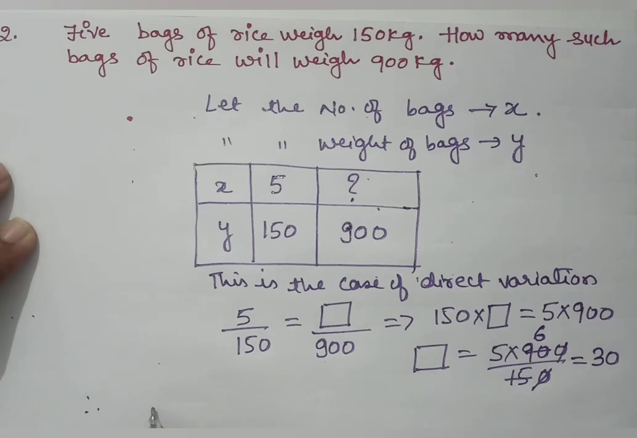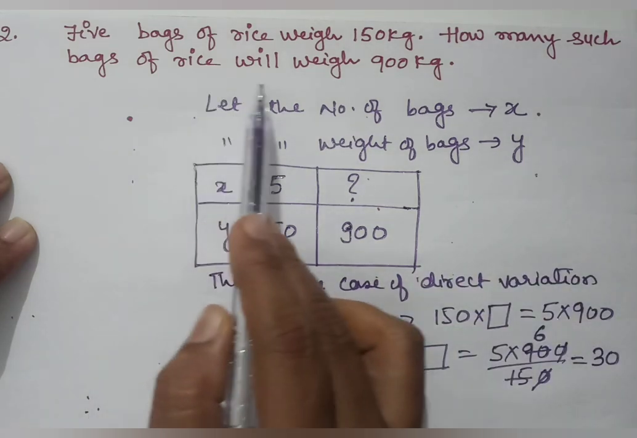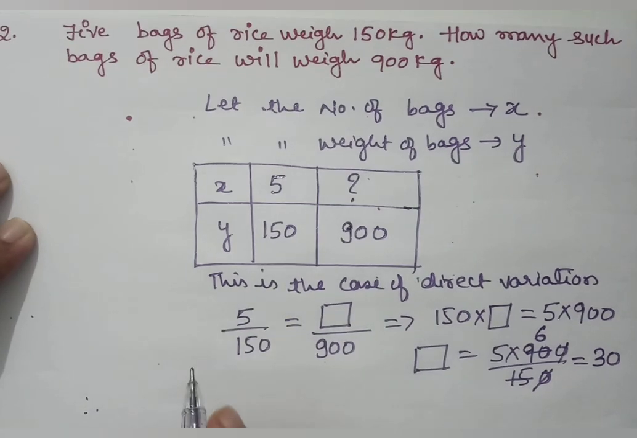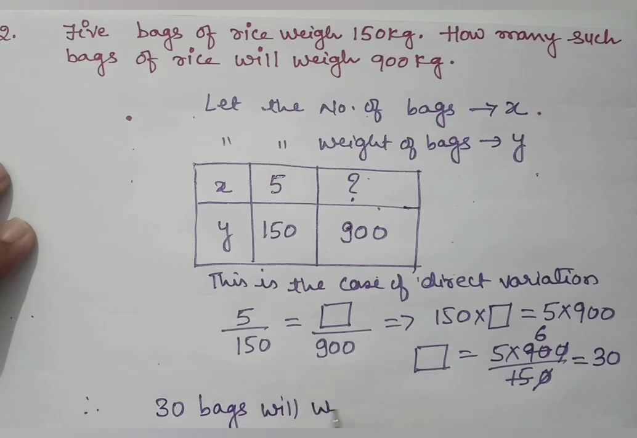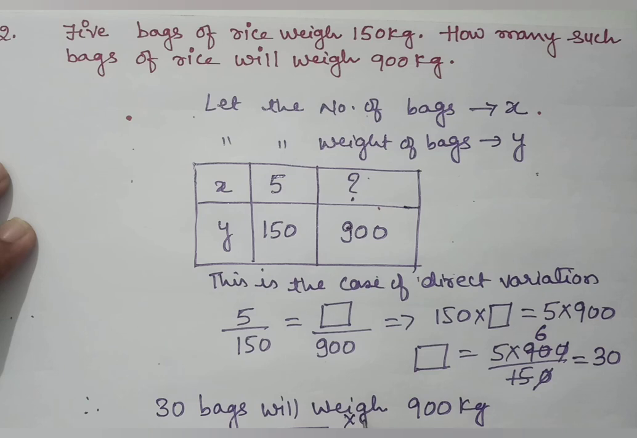So how many such bags of rice will weigh 900 kg? So 30 bags will weigh how many kgs? 900 kgs. So this is our final answer.